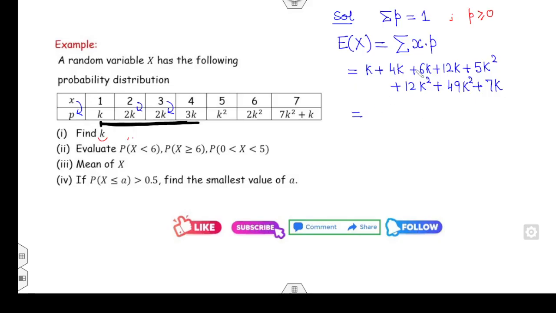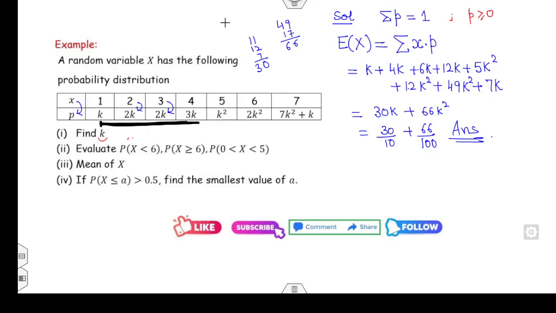Now if you add them, it will be 11 plus 12 plus 7. So it's 30k plus, it's 17, 49 and 17. So 66k square. You can substitute the value of k. It is 30 over 10 plus 66 over 100. Whatever the LCM you can obtain, that is the right answer of the problem.